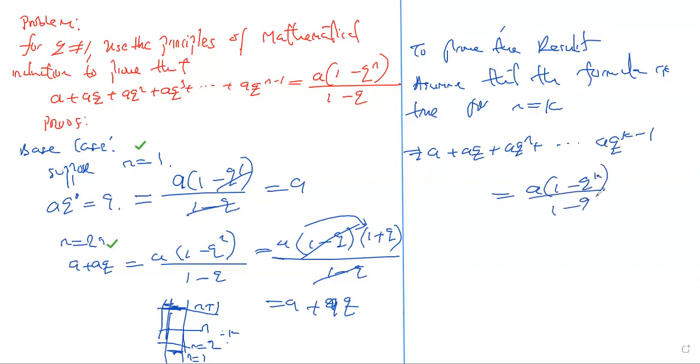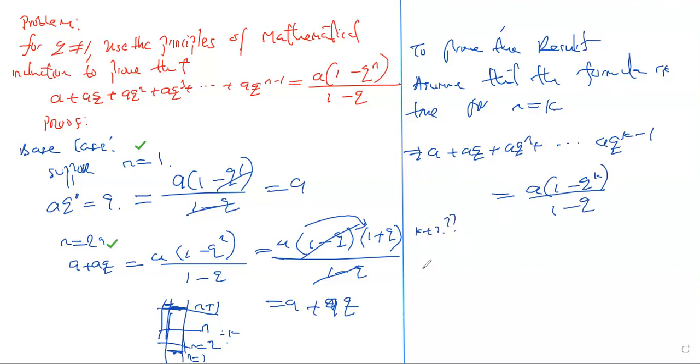Now, this is the formula, and we assume it is correct for k terms. You don't need to ask yourself, what is k? No, we just say, okay, since it's true for n equals 1 and n equals 2, let it be true for some particular value of k. All right. Now, the next task is, what about k plus 1? What about the k plus 1 term?